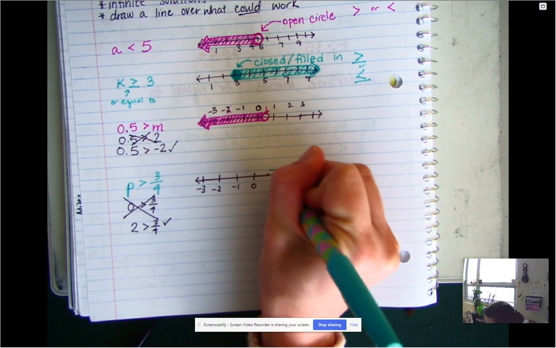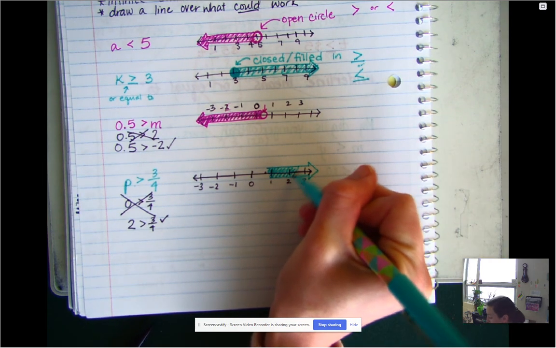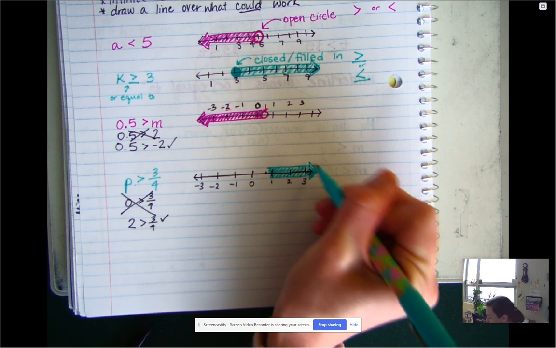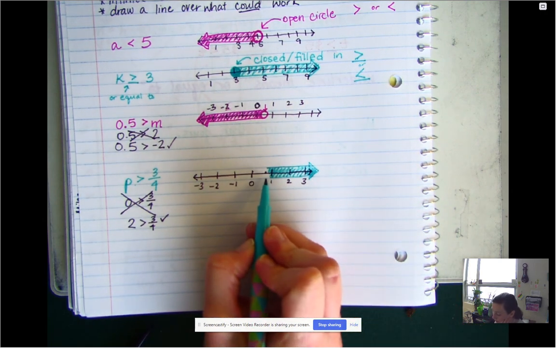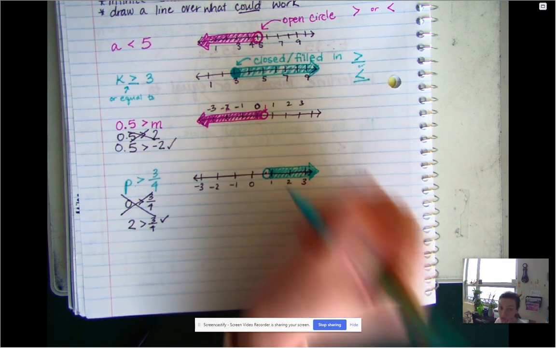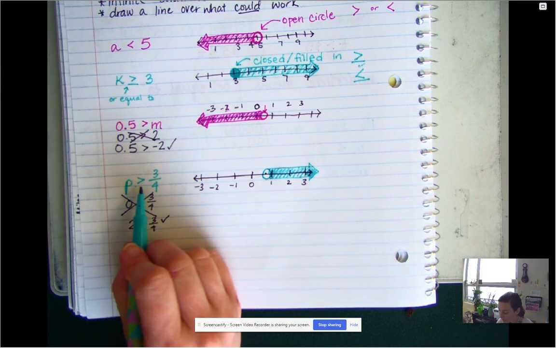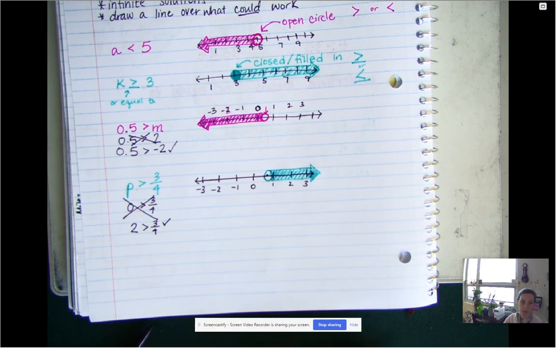We always end with an arrow because it goes on forever in that direction. All right, and now I come to my dot. I can always start with an open dot and then just fill it in if I need to. So then I look back at my sign. Do I need to fill this in? No, I don't. It's perfect just the way it is. And that is how you graph an inequality.